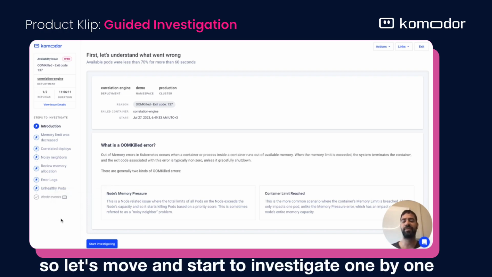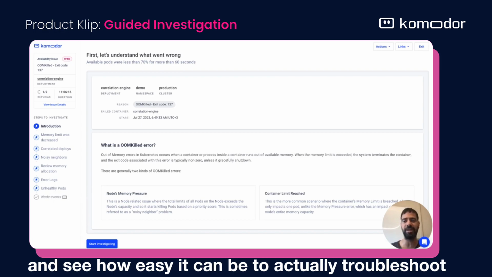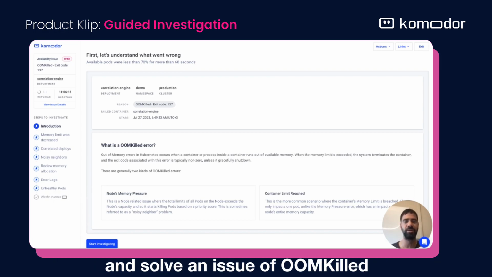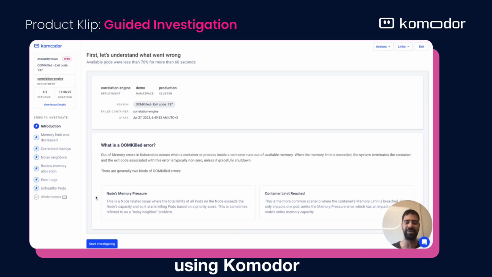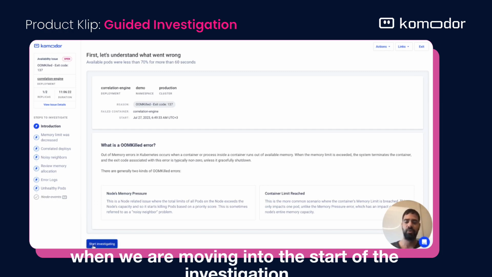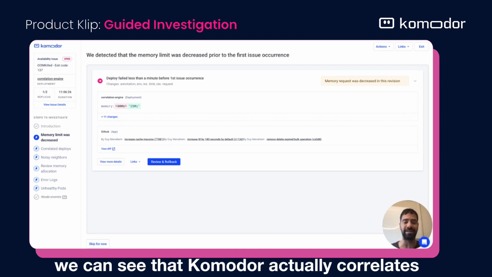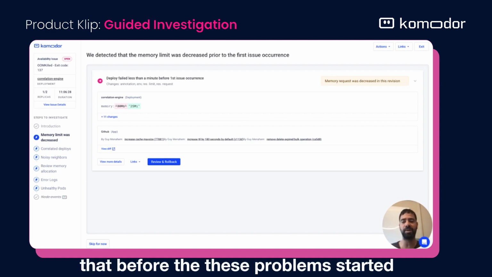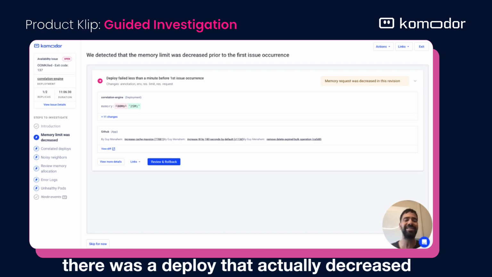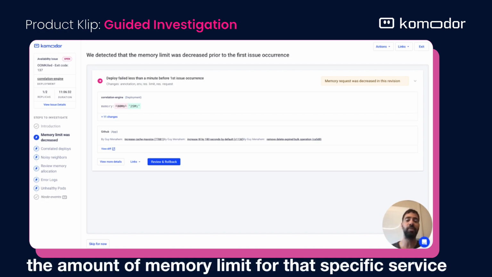So let's move and start to investigate one by one and see how easy it can be to actually troubleshoot and solve an out-of-memory killed issue using Commodore. When we are moving into the start of the investigation, we can see that Commodore actually correlates that before this problem started, there was a deploy that actually decreased the amount of memory limit for that specific service.